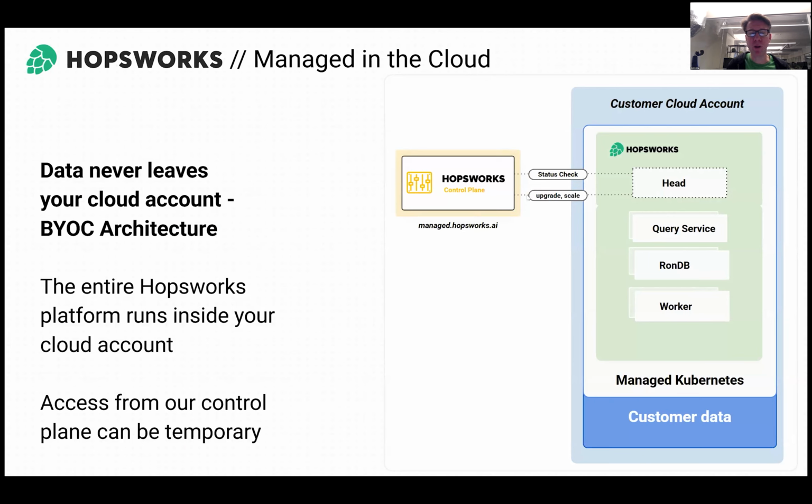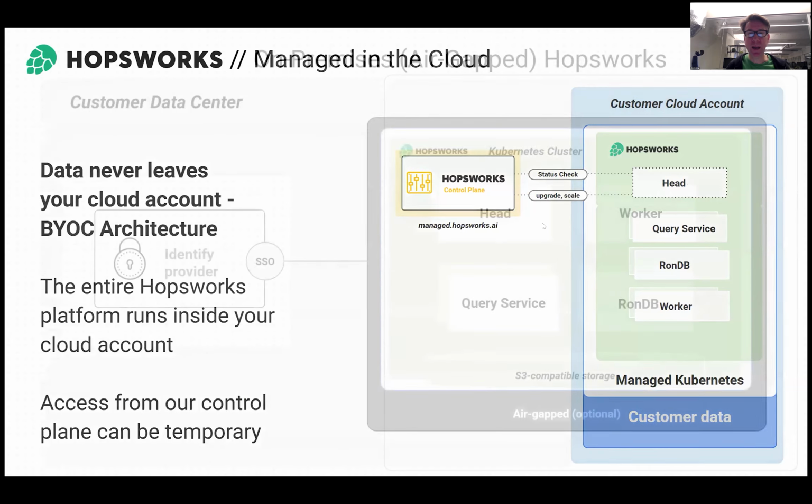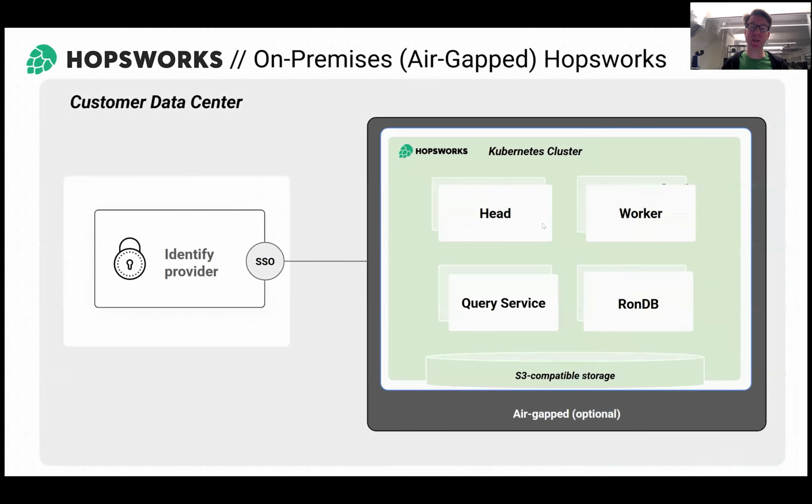Or what you can do is you can deploy Hopsworks in an air-gapped environment. And this is often in what we call an on-premise data center. So disconnected completely from the internet. And Hopsworks will work and run fine in all of these environments.